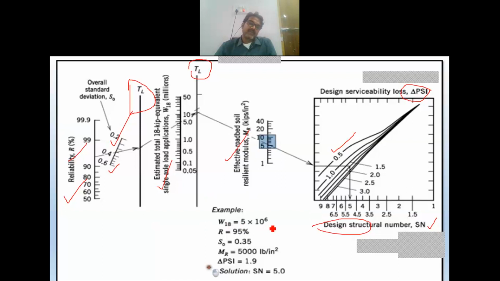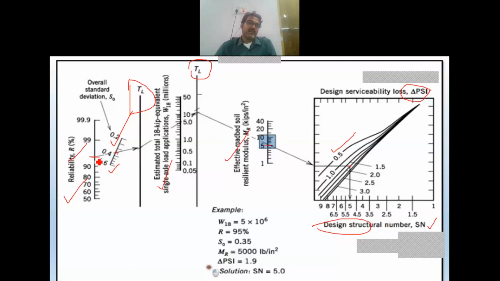For example, see this. W18 is 5 into 10 power 6, that is traffic intensity. Then R is equal to 95%, reliability is 95%. Then standard deviation is 0.35. MR is equal to 5000. Delta PSI is 1.9, so 1.9 could be closer to 2. This curve may be taken, and you are asked to read what the structural number is.